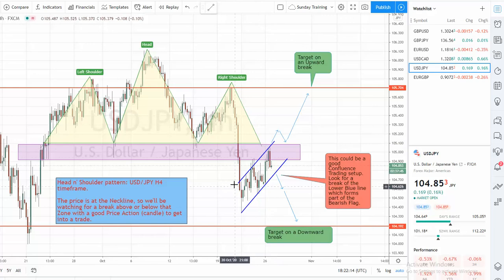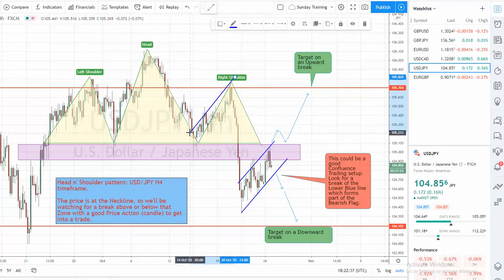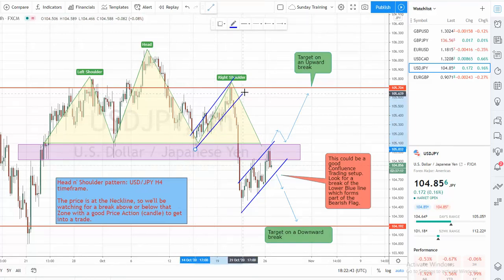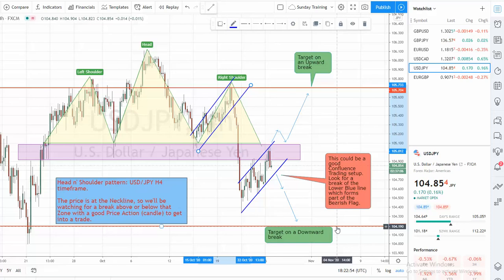These two blue trend lines form the flag, whereas this long bit of it is the flagpole. I'm sure you can notice that there was also a flag here, and a flag there which was broken, and another one here as well. So we see flags are definitely powerful trading patterns out there.